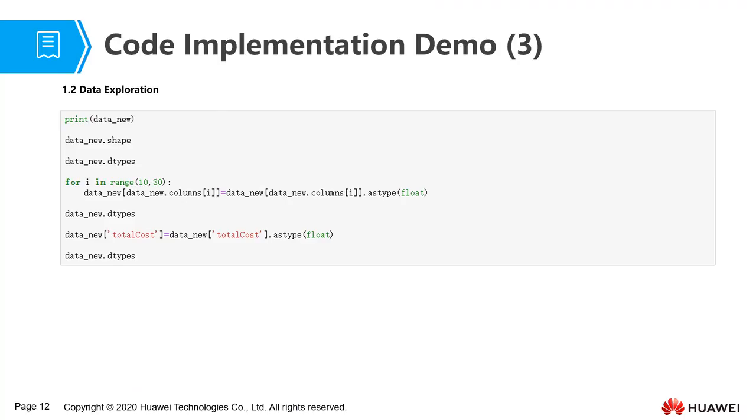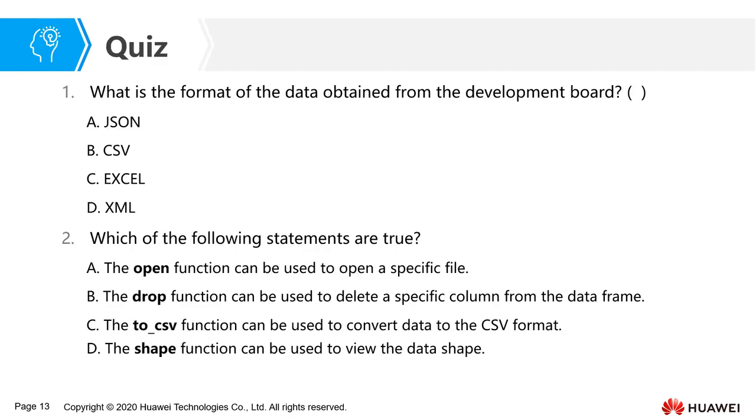That's all about the experiment, but we leave 2 questions for you to review and think further. In this experiment, what is the format of the data we get from the development board? A. JSON, B. CSV, C. Excel, or D. XML? The answer is A. JSON. The format of data that we uploaded to OBS on HUAWEI Cloud is also in the JSON format. Then, we parsed the JSON data and saved the data in the CSV format.